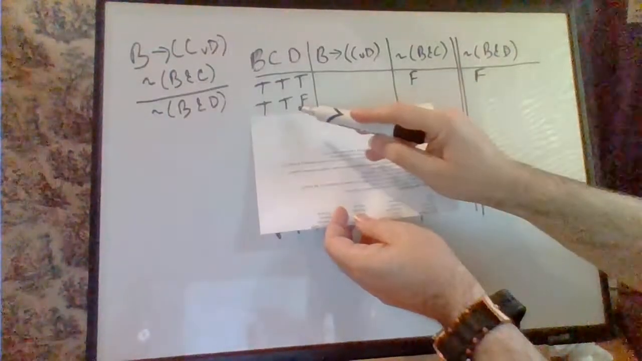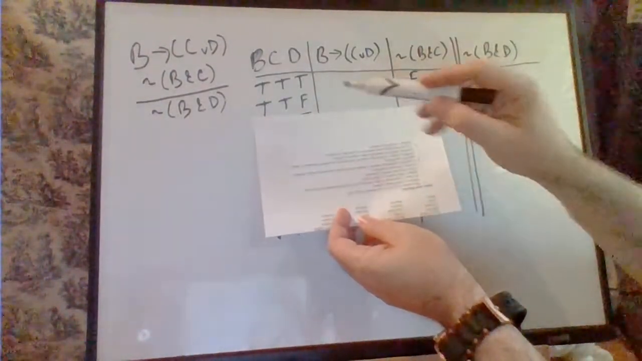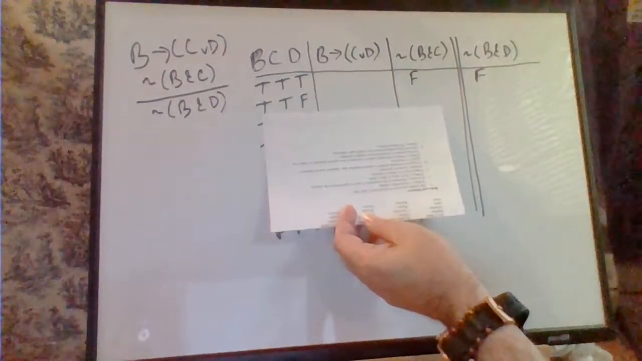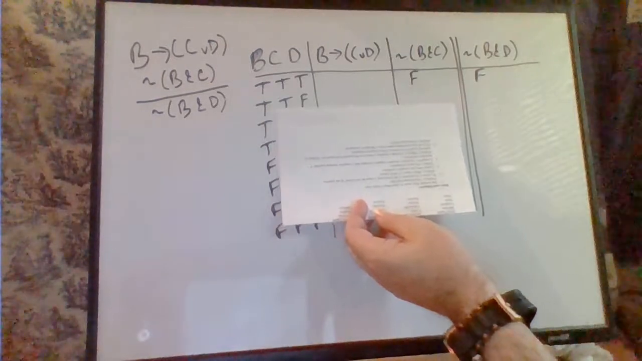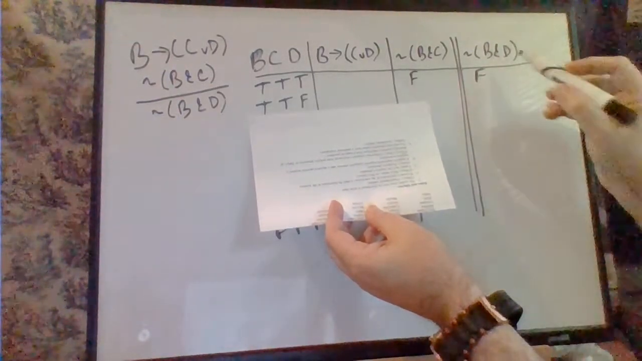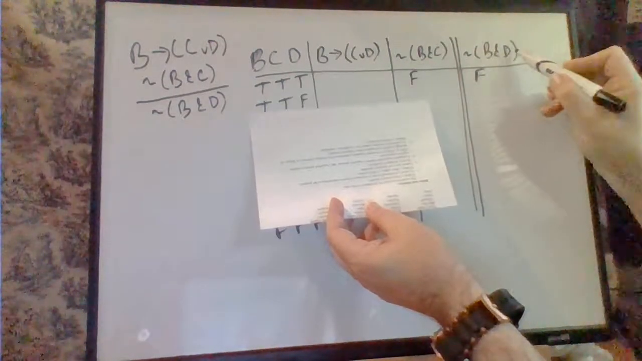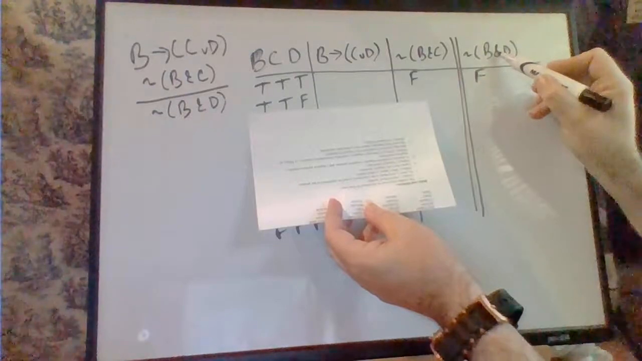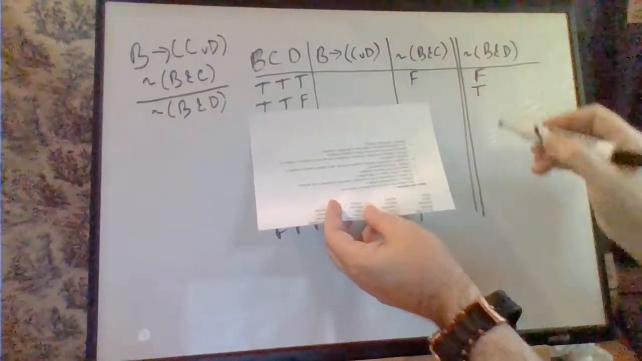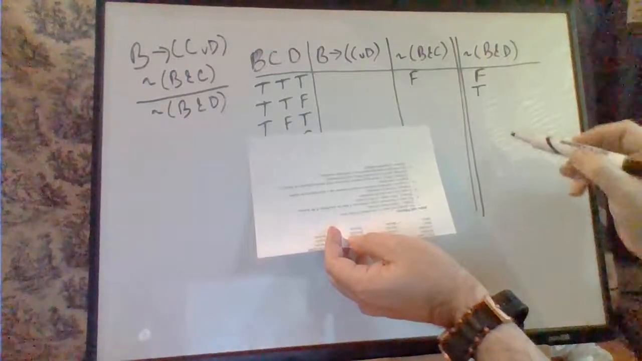B is true, C is true, D is false. I'm kind of holding this up to make it easier for you and for me to keep track of what line we're on. If you're doing this at home on line paper, it's probably a lot easier for you to see these things. But anyway, on line 2, B is true, D is false. True, false with the ampersand is false. Negate a false, it becomes true. So that's got a true conclusion, so we don't care about that. We'll move on to line 3.